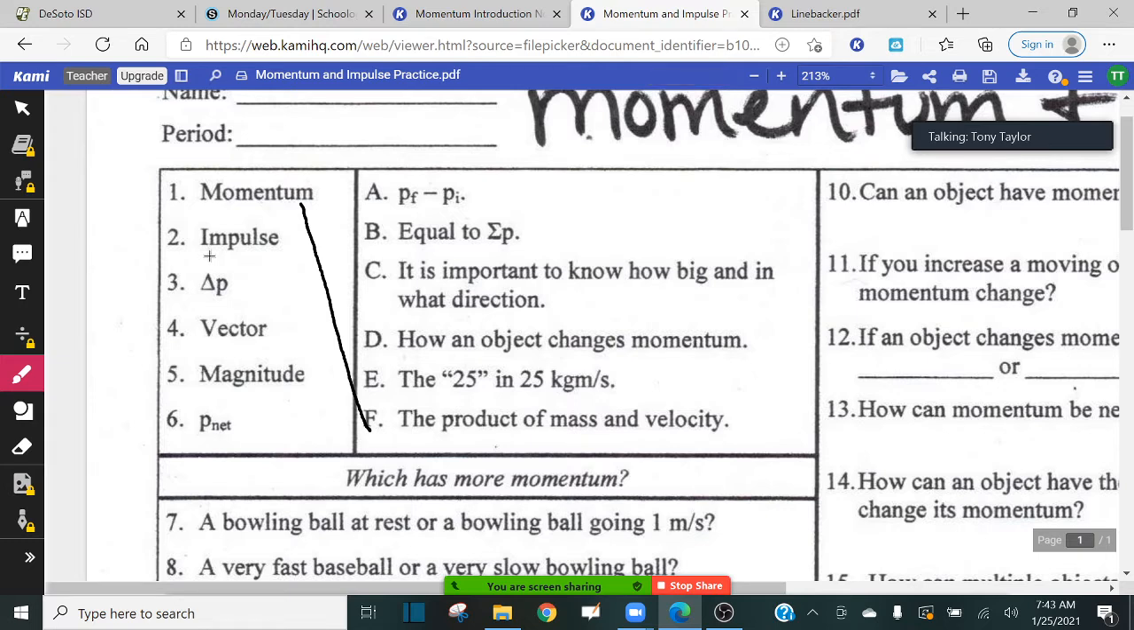Okay, so that change in momentum is what we refer to as impulse. So that means letter 2 is going to match up with letter D.